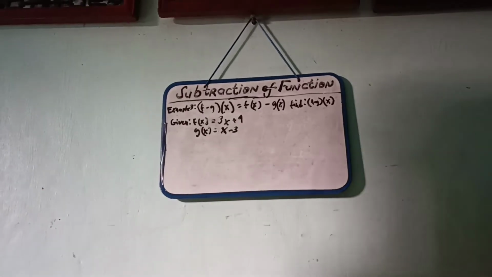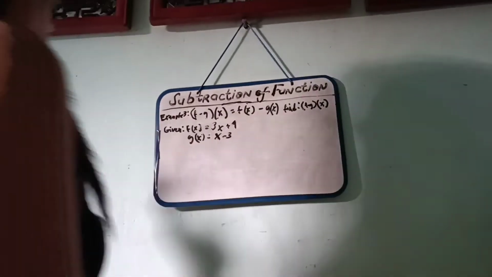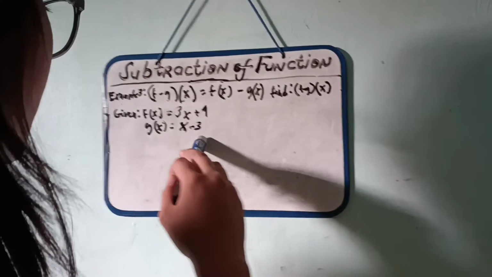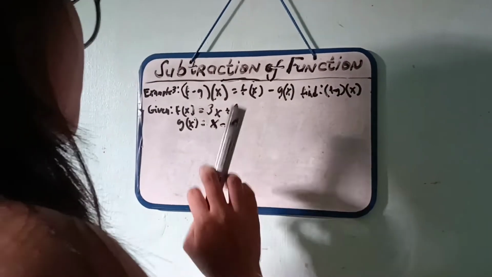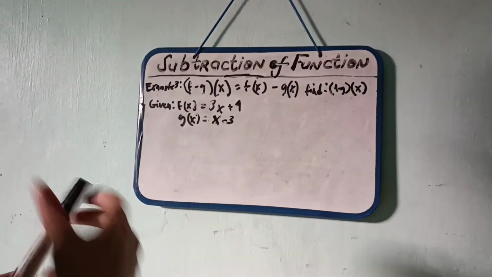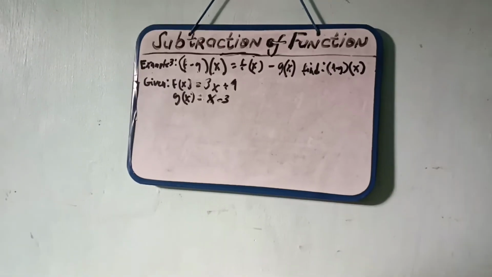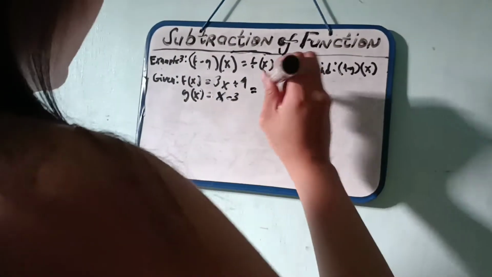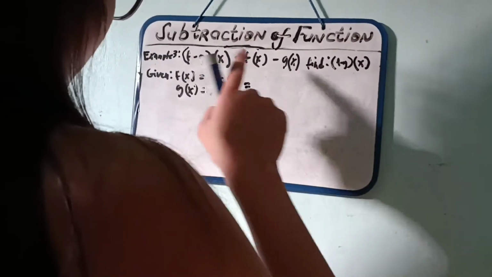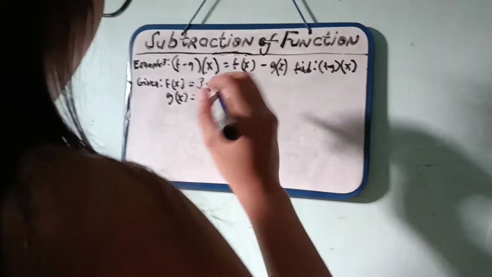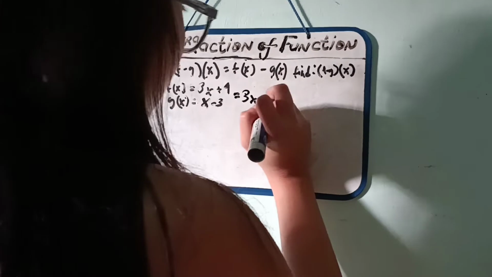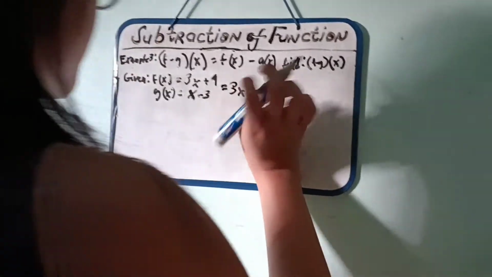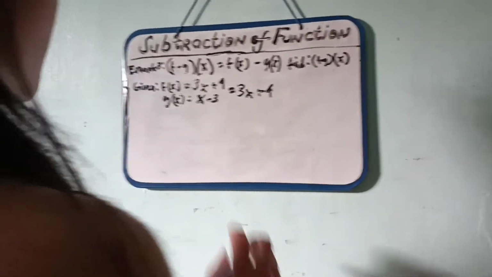Sa last example naman natin, ang given is f of x is equal to 3x plus 4 and g of x is equal to x minus 3. So, simulan na natin. F of x is 3x plus 4. So, minus g of x.